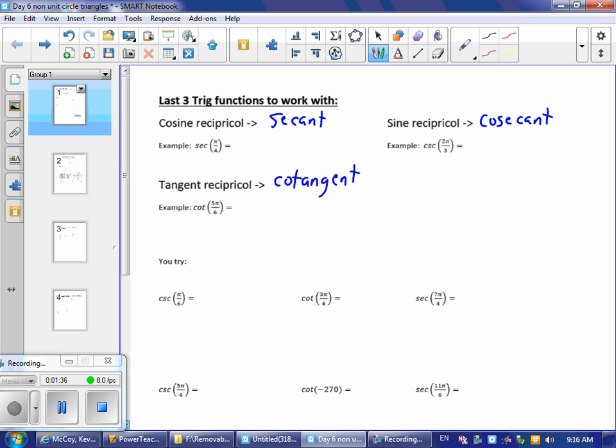We should probably write up here the abbreviations, because all of these have abbreviations, like sine is sin, tangent is tan, cosine is cos. Secant also has an abbreviation, which is just the first three letters, sec. Cotangent, it's cot. And we can't use cos for cosecant because it's already being used by cosine, so instead we abbreviate it csc.